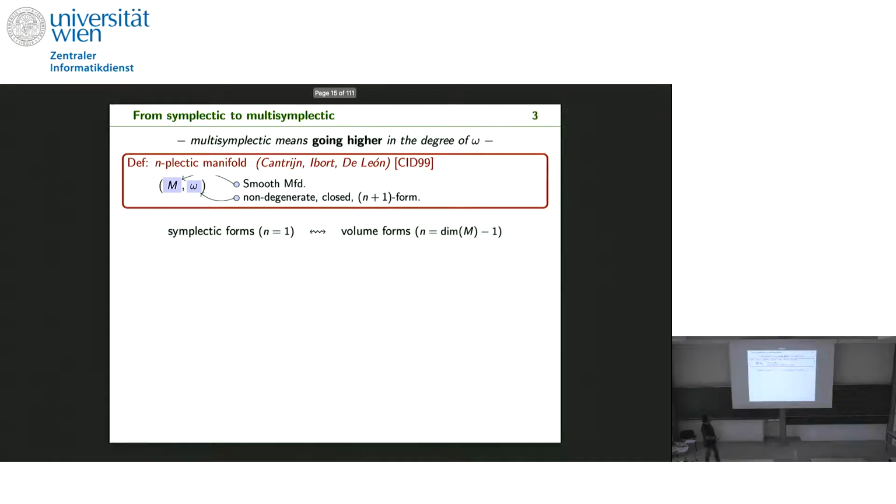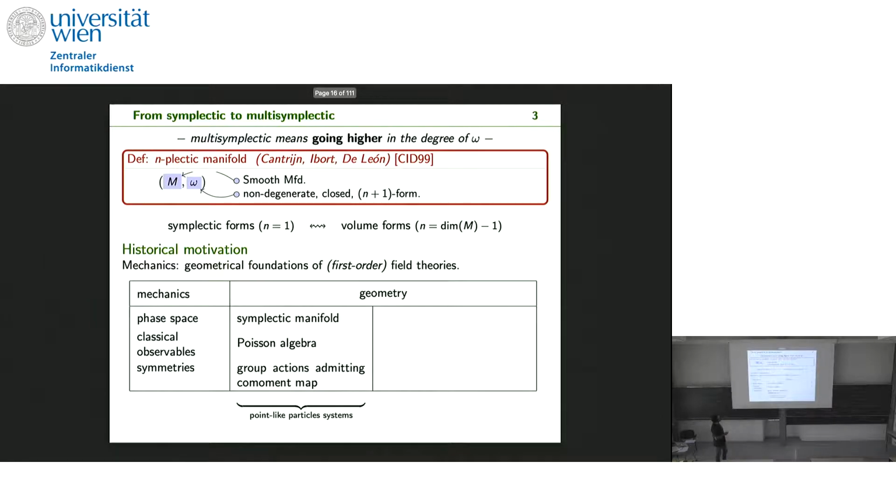And this family encompasses a huge class of examples. It ranges from symplectic forms, where you take n equal to 1, so 1-plectic means symplectic, up to the highest possible form, volume forms, where n is the dimension of the manifold minus 1. The class of examples ranges between these two extrema, so there are a lot of examples here.